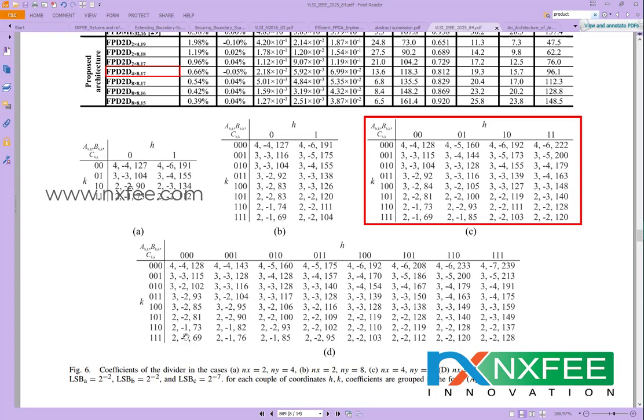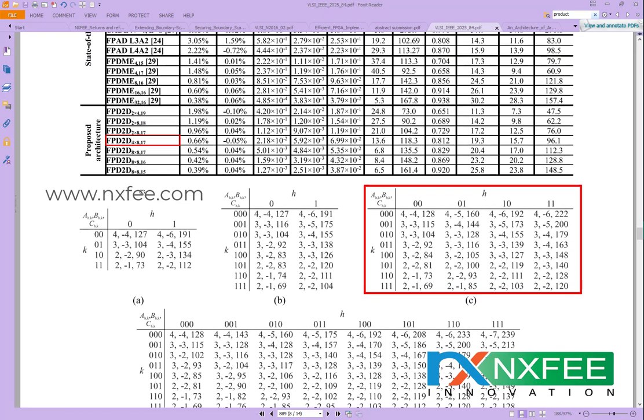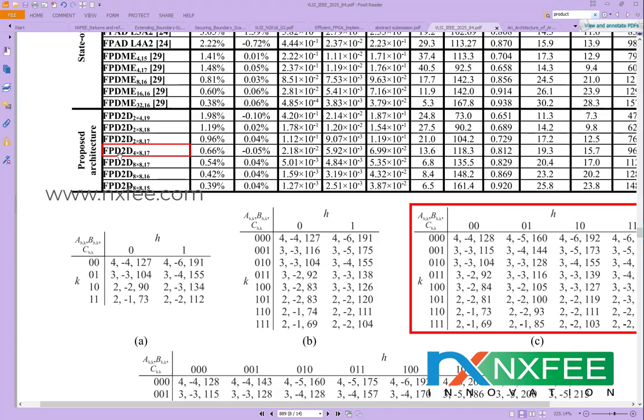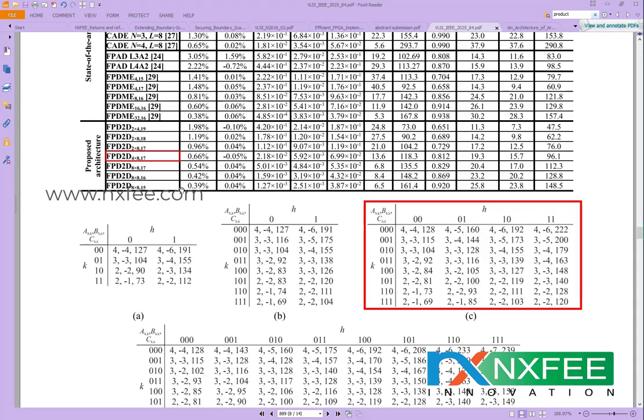These are called the coefficients of the divider. In the case of nx equal to 2 and ns equal to 4, some values are given, mentioned as a, b, c and d. Here we choose the k value equal to 3 and the h value equal to 2. We designed the FPD2, D4, 18 by 18, 17 design architectures, and we prove the performance with the proposed design.